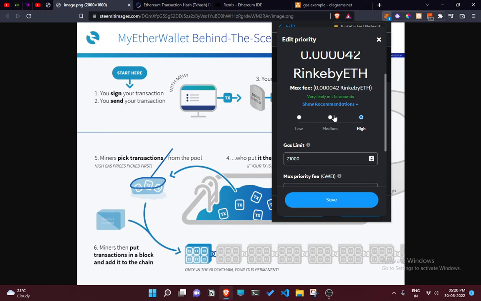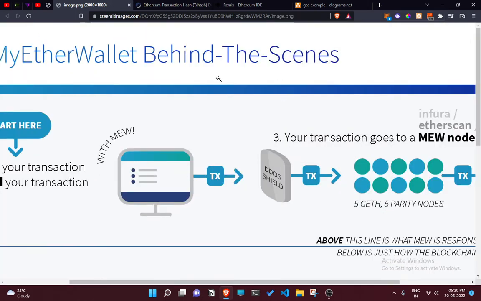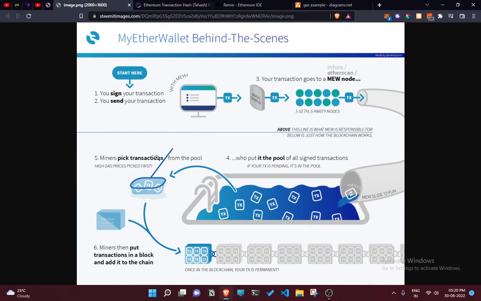If you set the gas limit to a very high zone, it completes really fast, right? It picks up the miner really fast, and then they easily add it to the block, and then your transaction has been completed, right? So that's how essentially the gas limit works right over here, right?